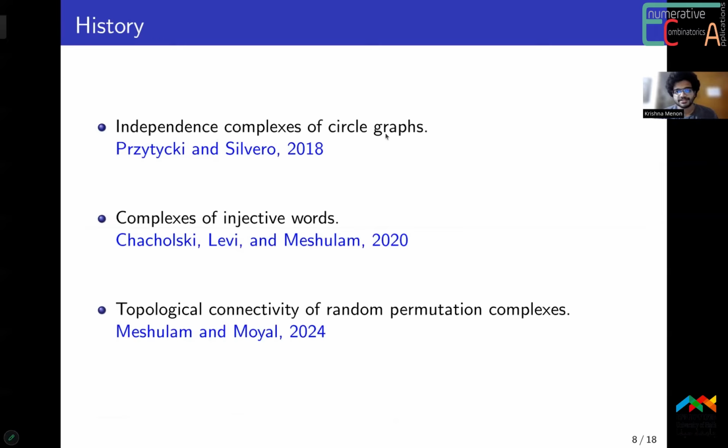So the first place that these complexes were studied, not directly, was by this study by Pizhititsky and Silvero. So they studied a more general class of independence complexes of certain graphs, and the complexes that I talked about from permutations were not explicitly defined here, but they were in this 2020 study by Chokalski, Levi, and Meshel. So this was the first place where it was explicitly defined. And the most recent study about them was by Meshulam and Moyal, where they studied the average topological connectivity of such complexes.